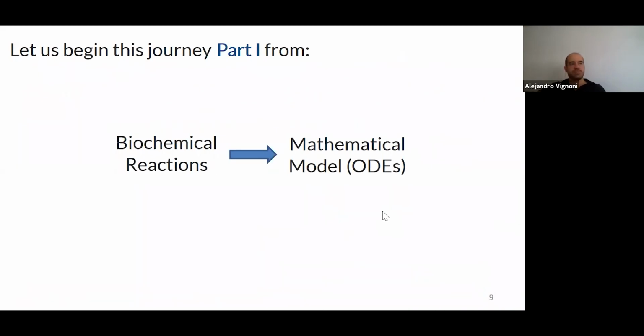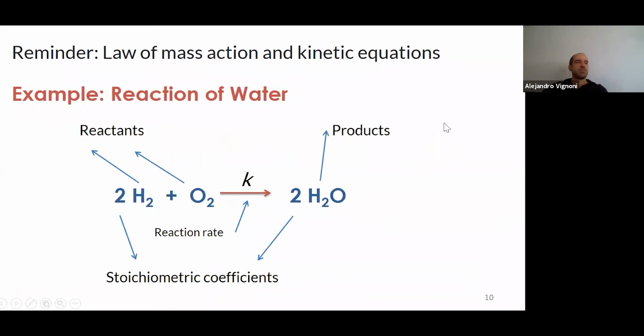So let's start the first part of this journey from the biochemical reactions to the ODE, the mathematical model. At first, a small reminder, some of you may remember, but just in case, the law of mass action and the kinetic equations of chemical reactions. In this example, I have the reaction of water, which is known by many people. On this side, we have the reactants, hydrogen and oxygen. The arrow tells us that the reaction is going in that direction, and the product of this reaction is water, which we have on this side.